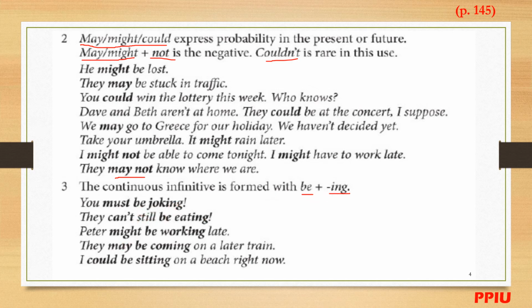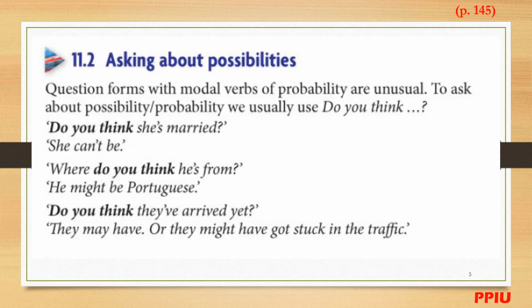Okay. Next, asking about possibility. Question forms with modal verbs of probability are unusual. To ask about possibility or probability, we usually use "do you think".